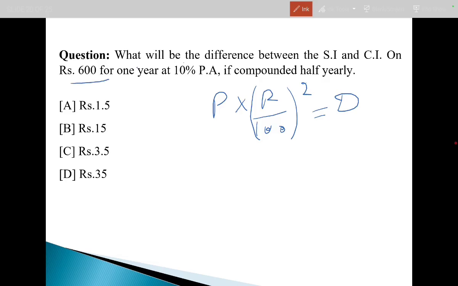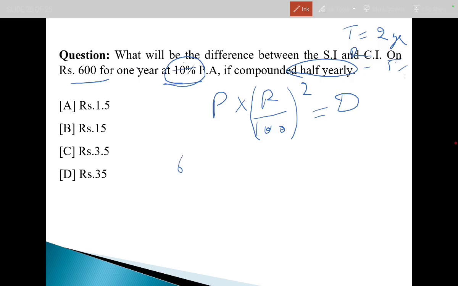Now in this question, they said: what will be the difference between SI and CI on the given principal, the rate of interest is given, but they have written compounded half yearly. Whenever they say compounded half yearly, you have to change your question. In 1 year there are 2 half years, so time will be 2 years and your rate of interest will be half, 5%. Now just put the value accordingly.